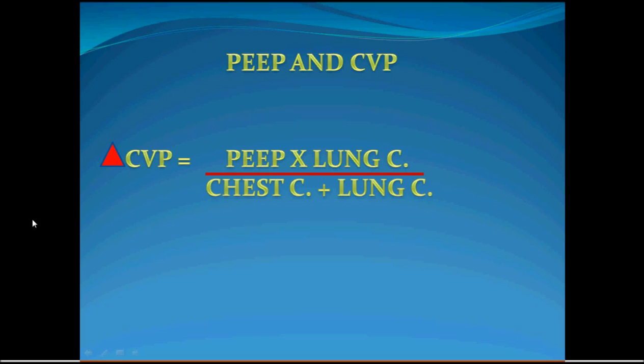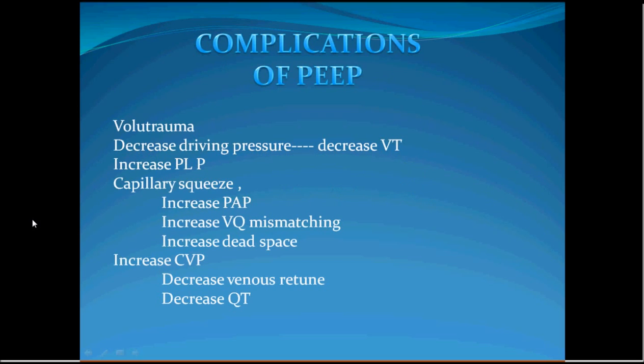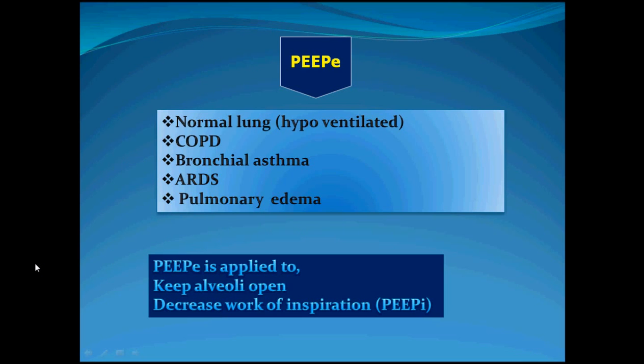So this should be considered, and there is no need to disconnect the patient from the ventilator in order to measure the CVP. Complications of PEEP, for sure: volume and driving pressures will be decreased. There is an increase in the plateau pressures, the capillary pressure, capillary squeeze, increase in the pulmonary pressures, increase in the VQ mismatching, increase in dead space, increase in CVP, decreased venous return, and decreased cardiac output.